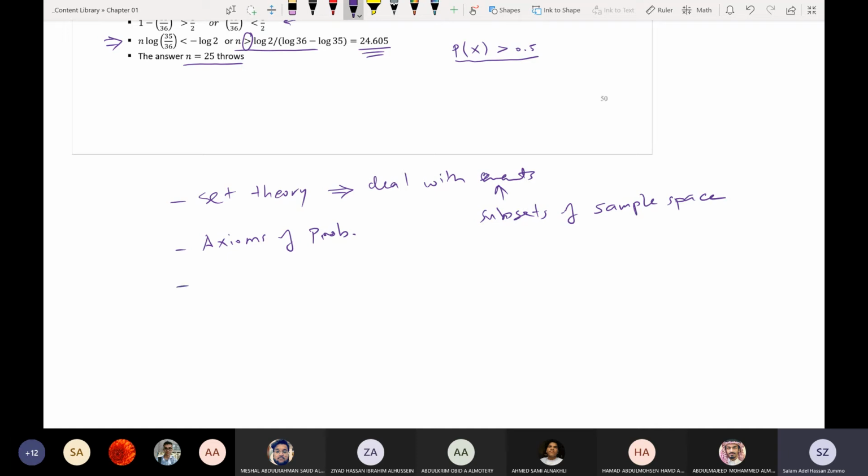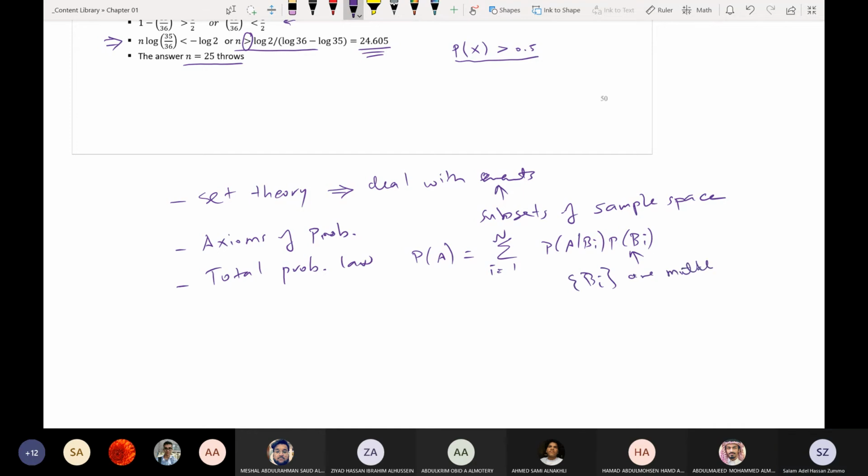And then we talked about a total probability law, which basically deals with the probability of A being equal to the summation of probability of A given Bi, probability of Bi, I equals 1 to n, where the Bi's here are mutually exclusive. And this gives us what we call Bayes rule.